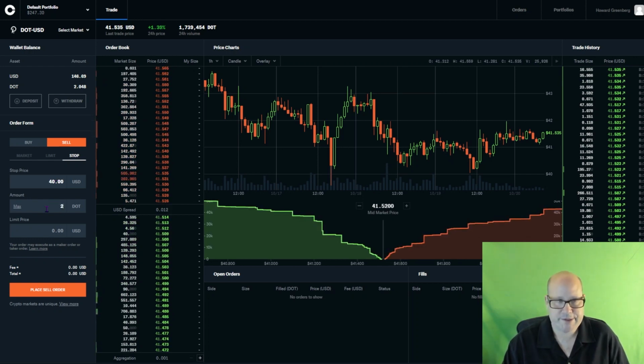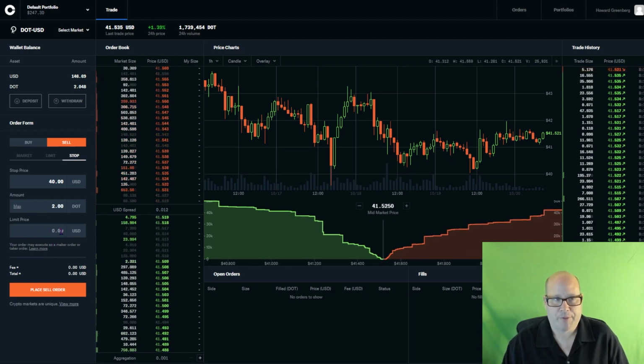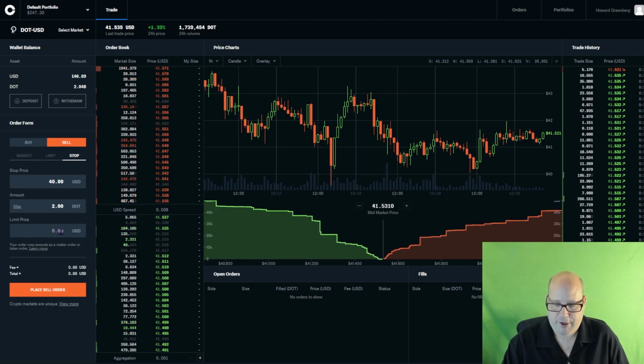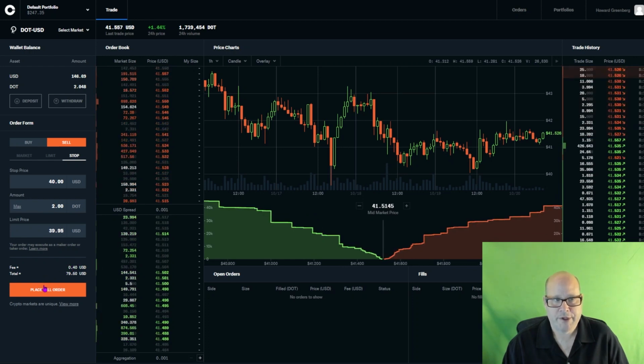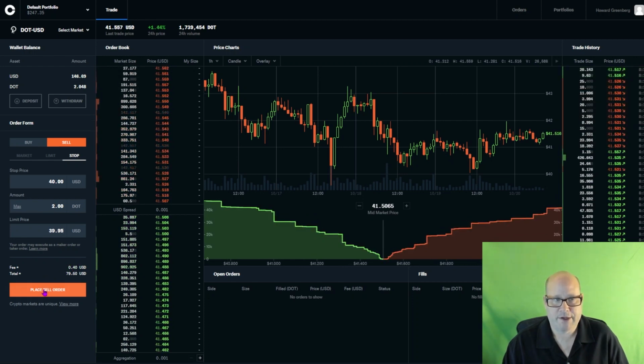And how much do I want to sell? I want to sell 2 Polkadot. And again, if it drops to $40, I want it to execute a trade at $39.95. I can see this trade is going to cost about $40. Let me go ahead and hit the place sell order button.